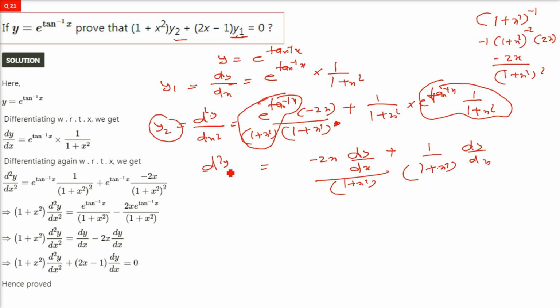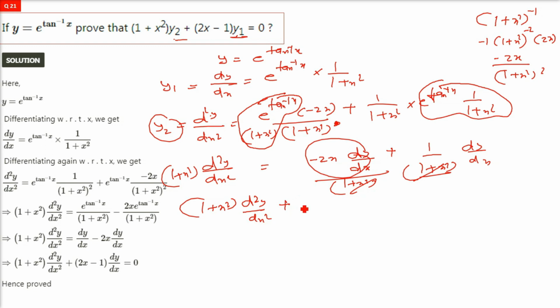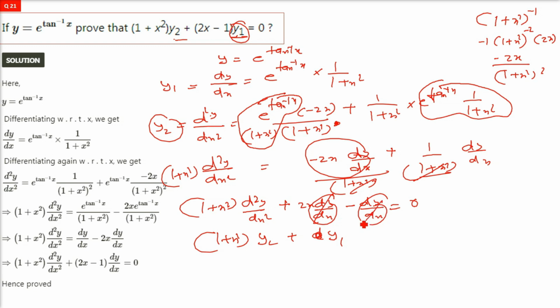is nothing but d2y by dx2. I'm taking this denominator 1 plus x square on the left hand side. So we get 1 plus x square into d2y by dx2 is equal to plus 2x dy by dx. This also has dy by dx, but it will be negative, equals 0. So these are the common terms. Y1 is a common term. 1 plus x square d2y by dx2 is y2, and dy by dx is y1. If you take dy by dx common, only 2x minus 1 remains inside. So we have y1 into 2x minus 1 equals 0. This is the answer. Alright.